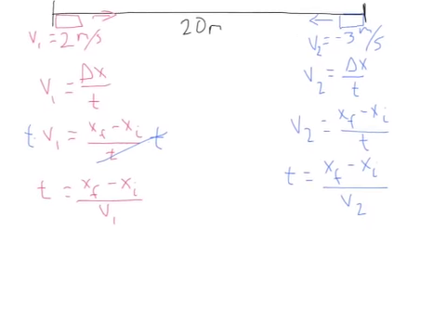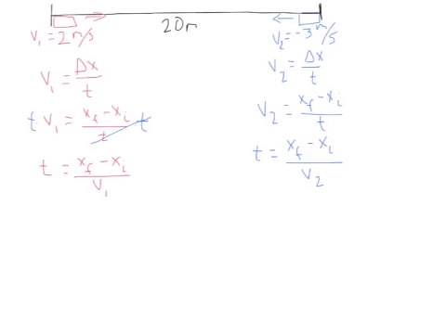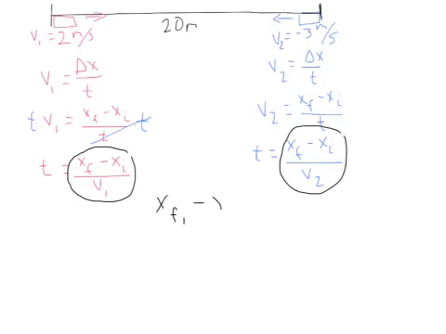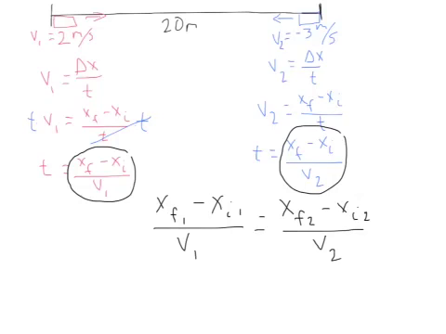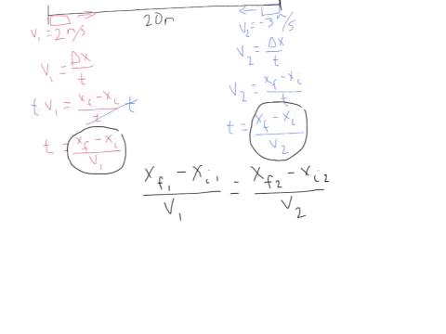I'm going to make this a little bit smaller so it might be easier to see. One thing that we do know is that the amount of time that cart number 1 will be traveling for is the same as the amount of time that cart 2 will be traveling for. So I can set these two things equal to each other. x final of cart number 1 minus x initial of cart number 1 all over velocity of cart number 1 is equal to x final of cart number 2 minus x initial of cart number 2 all divided by the velocity of cart number 2.